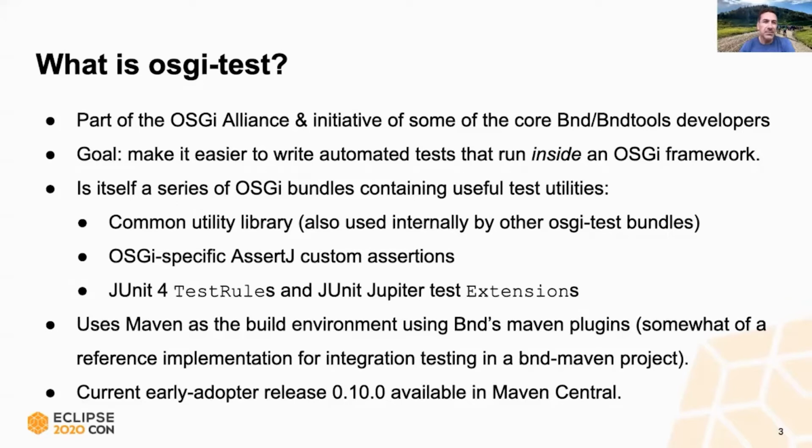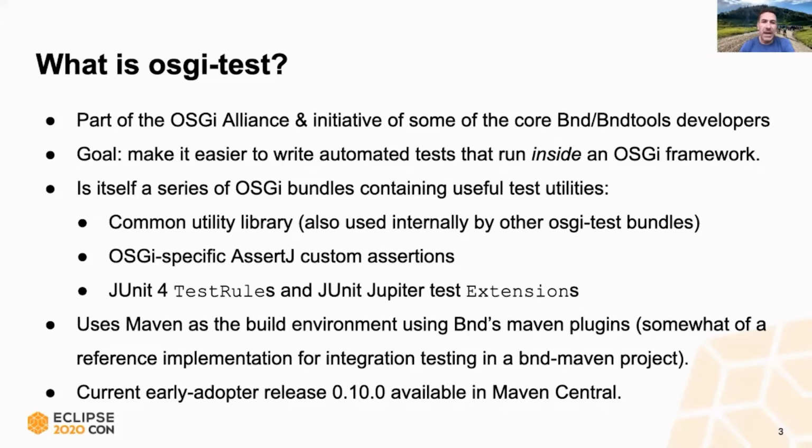And so in this project, we have several different bundles that are available to you based upon what your needs are, right? We have at the base a common utility library. This is used by a number of the other projects in the osgi-test repo. That has some really good stuff, including some things that are useful in OSGi for dictionaries.